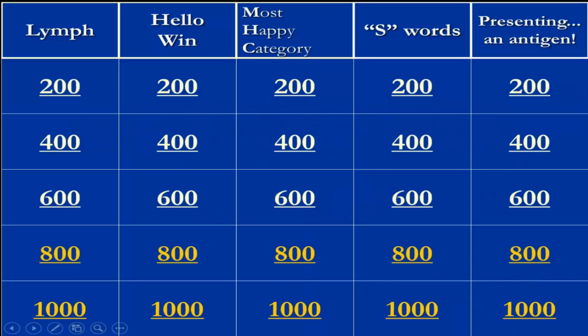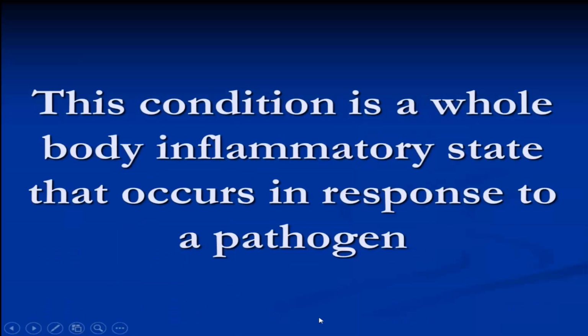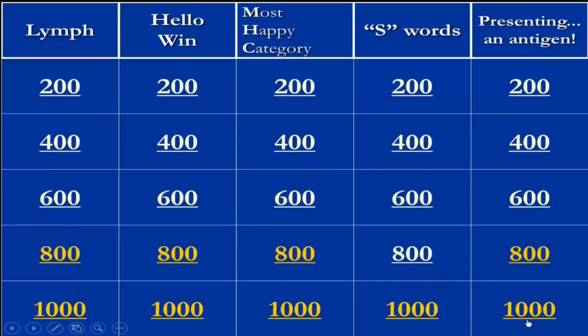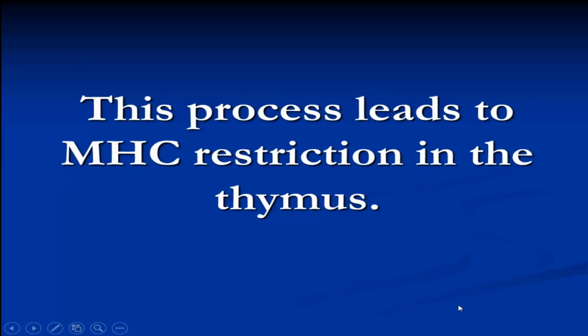All right, Maggie. S words for 800. This condition is a full-body inflammatory response that occurs in response to a pathogen. What is SIRS? Awesome. What is S words for 1,000?